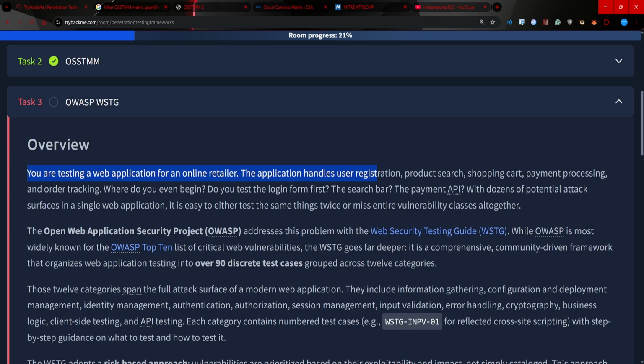The application handles user registration, product search and shopping cart, payment processing, and order tracking. Where do you even begin? Do you test the login form first, the search bar, the payment API? With dozens of potential attack surfaces in a single web application, it is easy to either test the same things twice or miss entire vulnerability classes altogether.